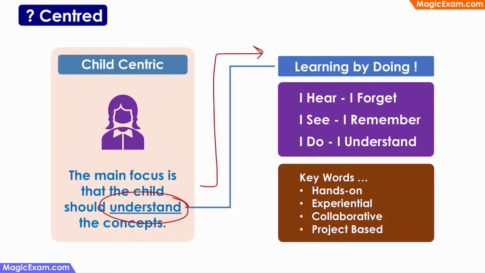is learning by doing. Because if you hear something, you'll forget it very soon. If you see something, you will remember it for a longer time. If you do something, then you will understand it. So the keywords when it comes to a child-centric classroom are hands-on learning, experiential learning, collaborative learning, or project-based learning.